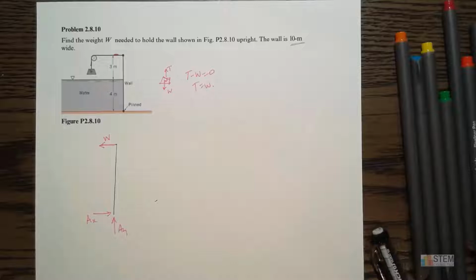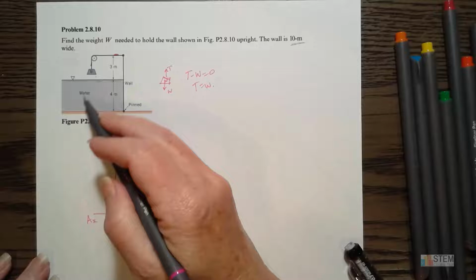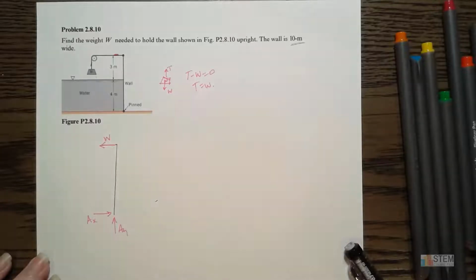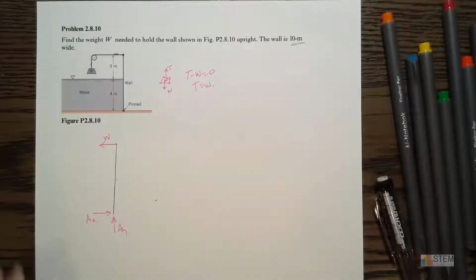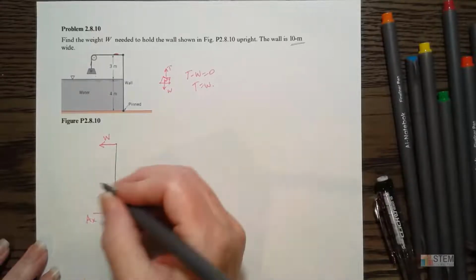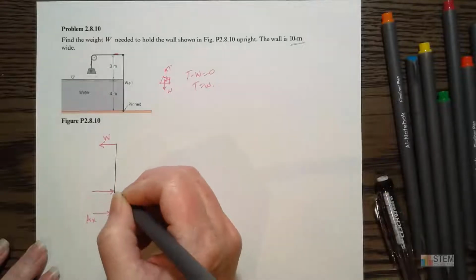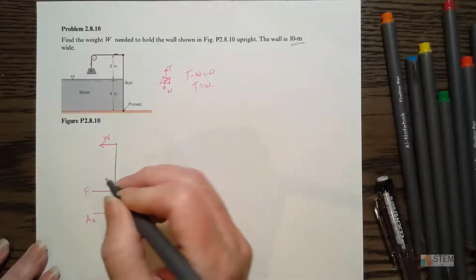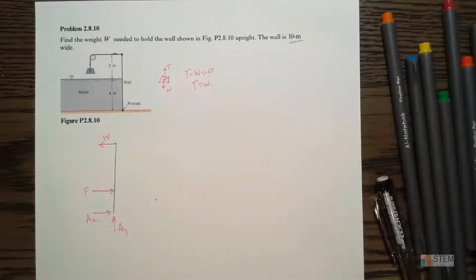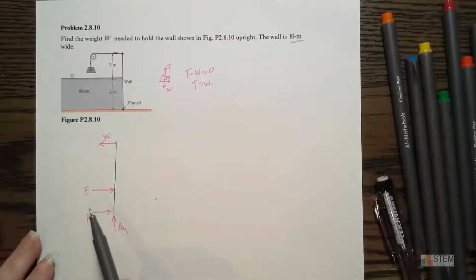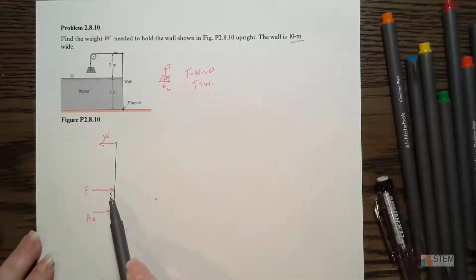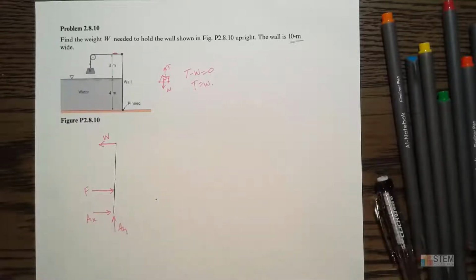And then what else should we have? Well, we've got that water pushing up against the wall. So that is going to provide some sort of force. Let's go ahead and put that on here. We'll find its location in just a minute. So let's just put it here and call it F. Now what we need to do is calculate what F is, and then I need to find its location. All right, so let's go ahead and do that.